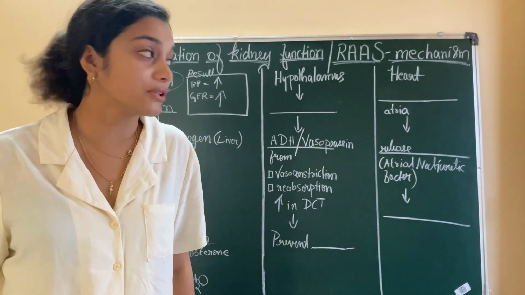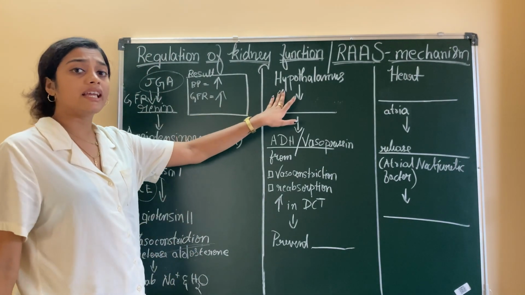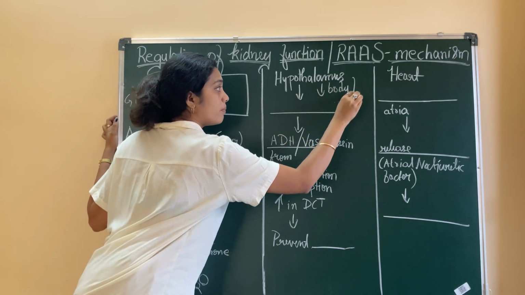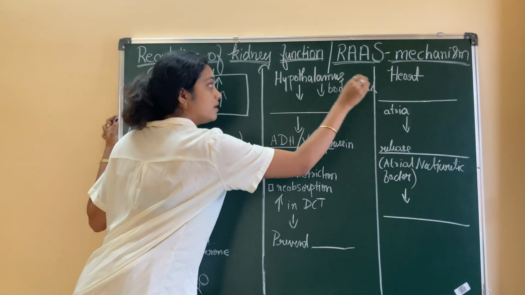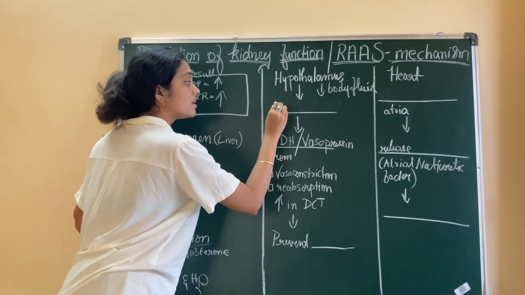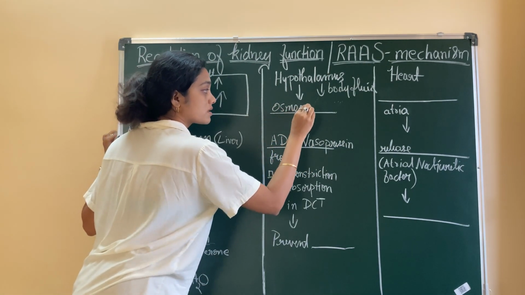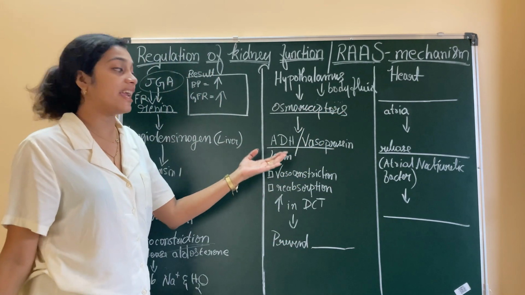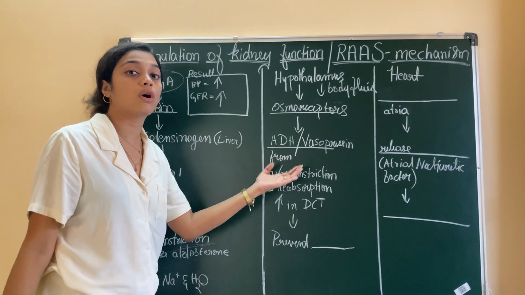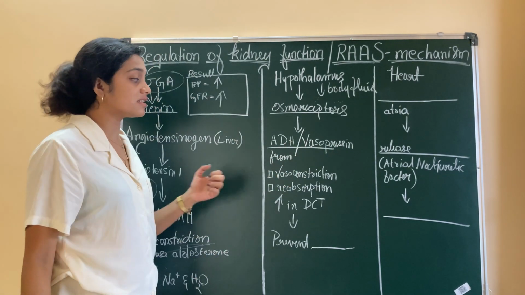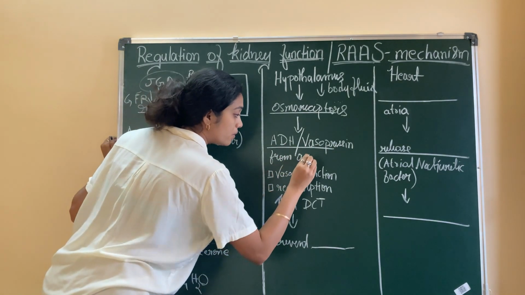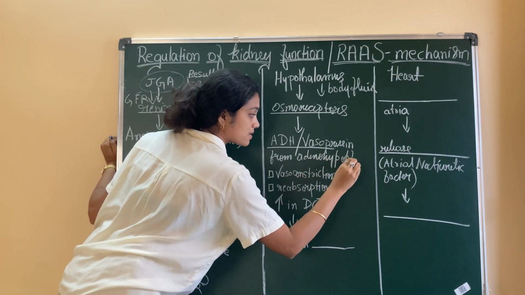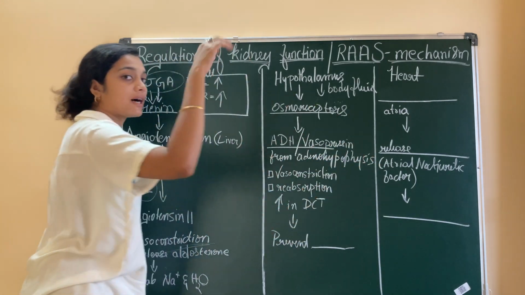Next is the hypothalamus. When there is low body fluid, the hypothalamus will stimulate the osmoreceptors to release ADH, antidiuretic hormone, or the vasopressin. From where is it released? From the adenohypophysis, from the anterior part of the pituitary gland.